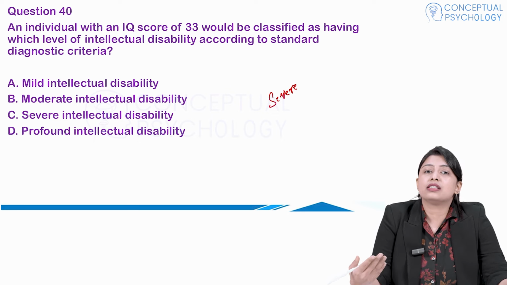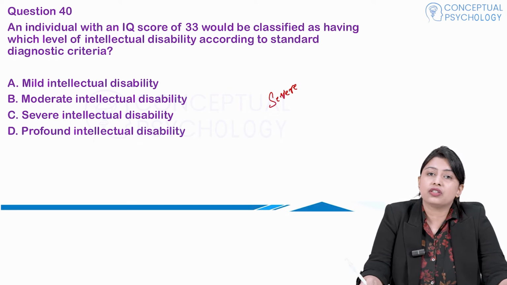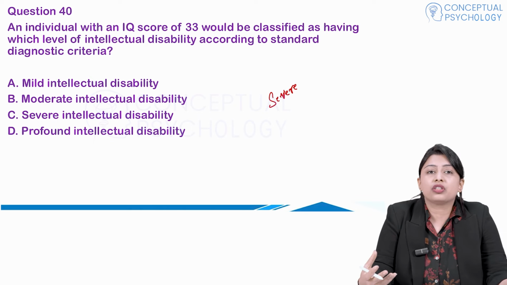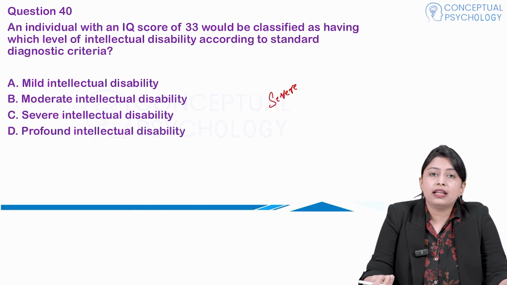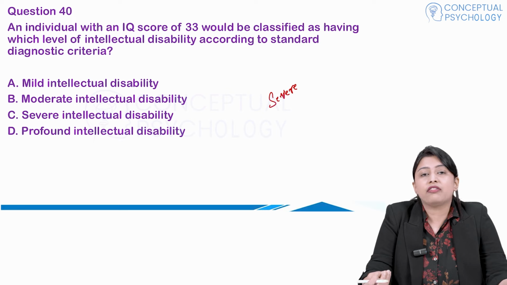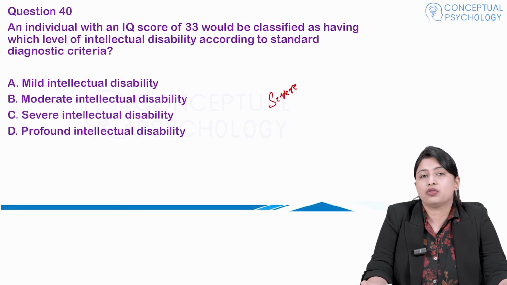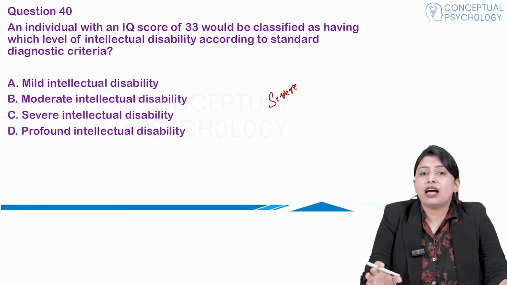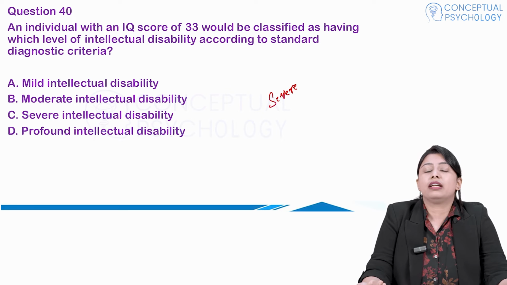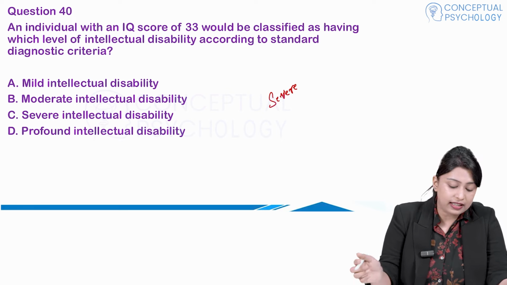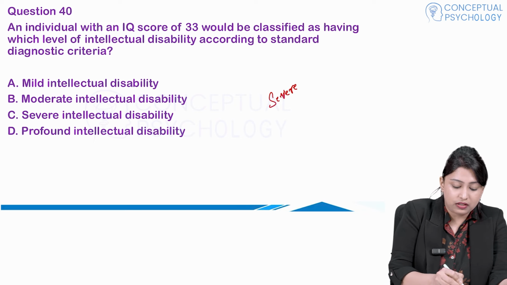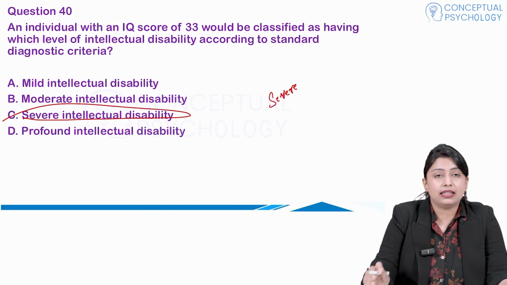They have significant limitations in conceptual skills, which is the academic learning is limited to basic concepts. Their social functioning is also impaired, and they may learn basic self-care skills and simple work tasks with extensive support and supervision. The severity classifications, they help determine the appropriate support needs and intervention strategies. So here the correct option would be C.